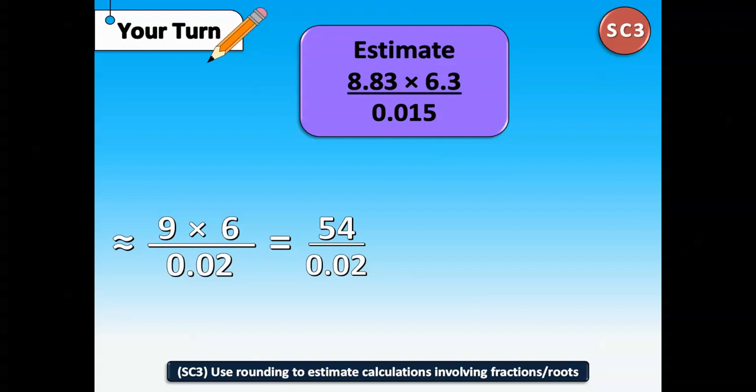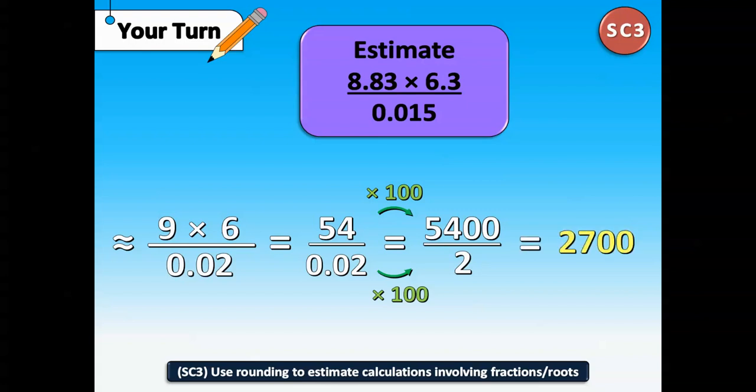So to get rid of the decimal on the bottom of the fraction, I can times it by 100. And I need to do the same to the top. So I get 5,400 over 2. So 5,400 divided by 2 is 2,700.